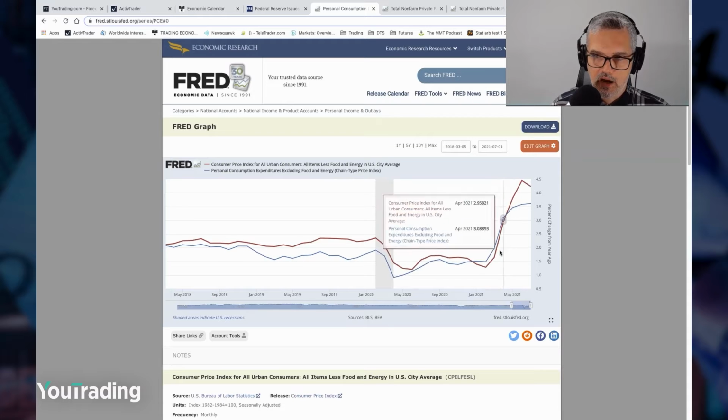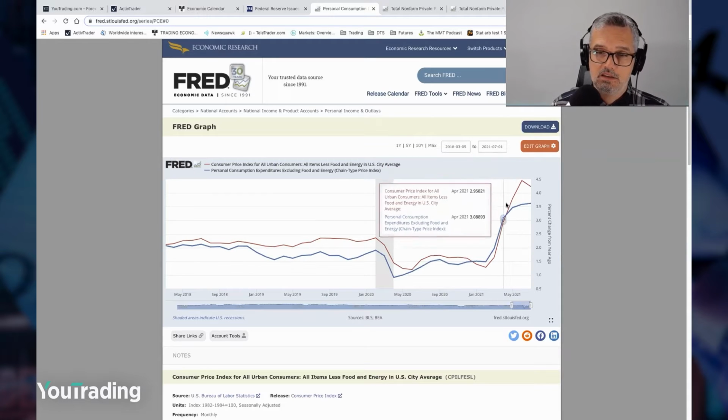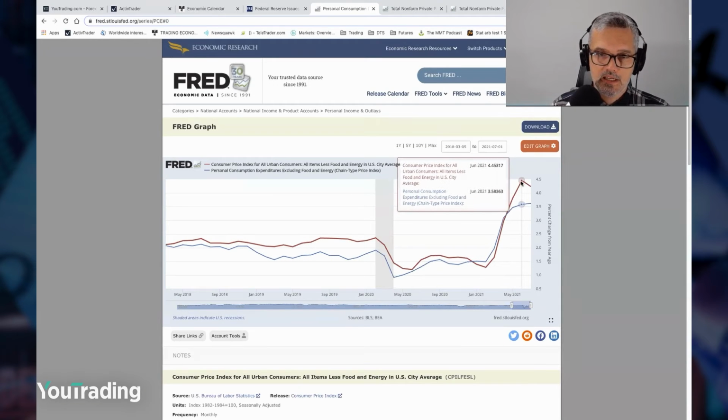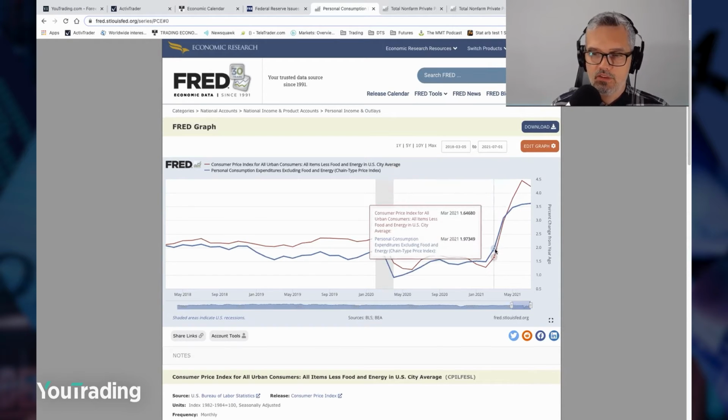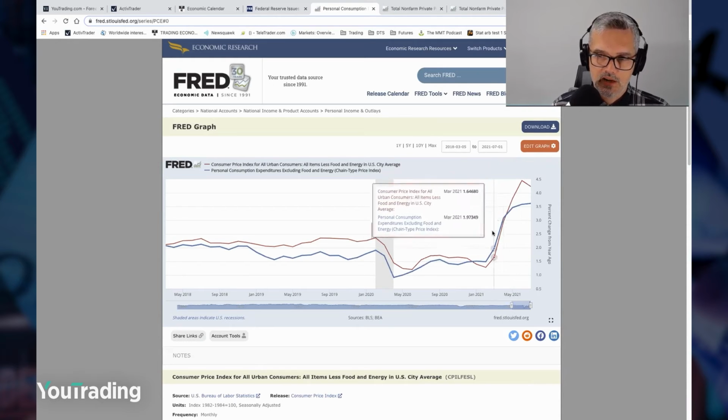then inflation's been picking up, and then it's steepened. And here we've got the CPI. And that was worrisome for a lot of people, and they were calling for the Fed to taper, to raise interest rates to cool off this market.